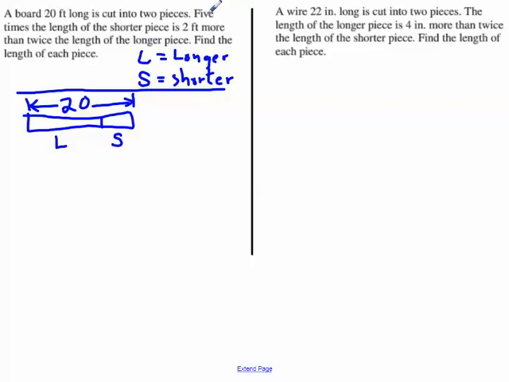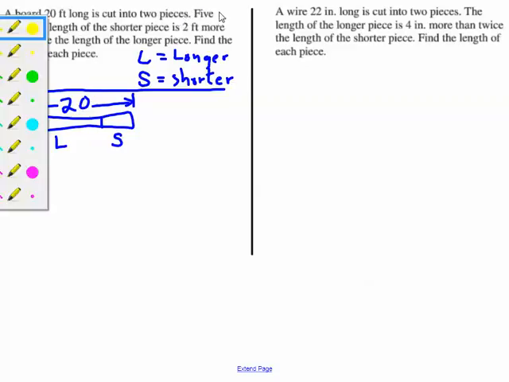Okay, here's my sentence. 5 times the length of the shorter piece is 2 feet more than twice the length of the longer piece. Find the length of each piece. Last sentence we pretty much defined here: a board 20 feet long is cut into two pieces. We made our diagram here. So here's our, make it green, I guess.